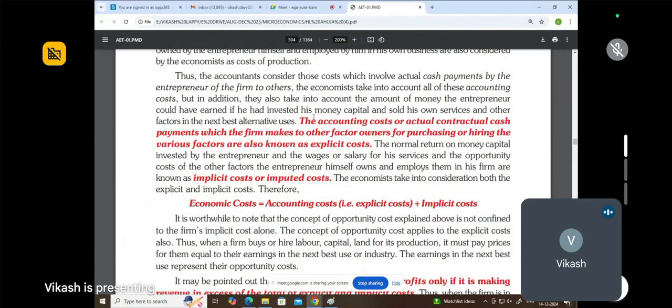Let me read it out. The accounting cost, or actual contractual cash payment which the firm makes to other factory owners for purchasing or hiring the various factors, is known as explicit cost. The normal return on money capital invested by the entrepreneur, the wages or salary for his services, and the opportunity cost of other factors the entrepreneur himself owns and employs in the firm are known as implicit cost.